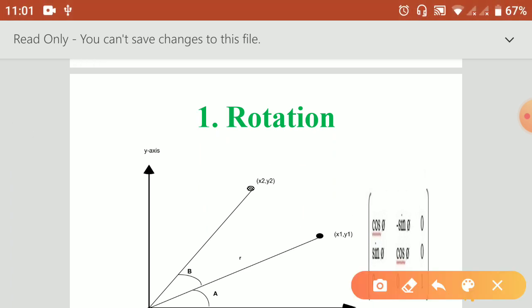So here the point x1, y1 is a point of an object. An object contains many coordinates. We are applying the transformation on only one coordinate. The same method will be applied to the remaining coordinates. So x1 y1 is shifting to x2 y2 here.